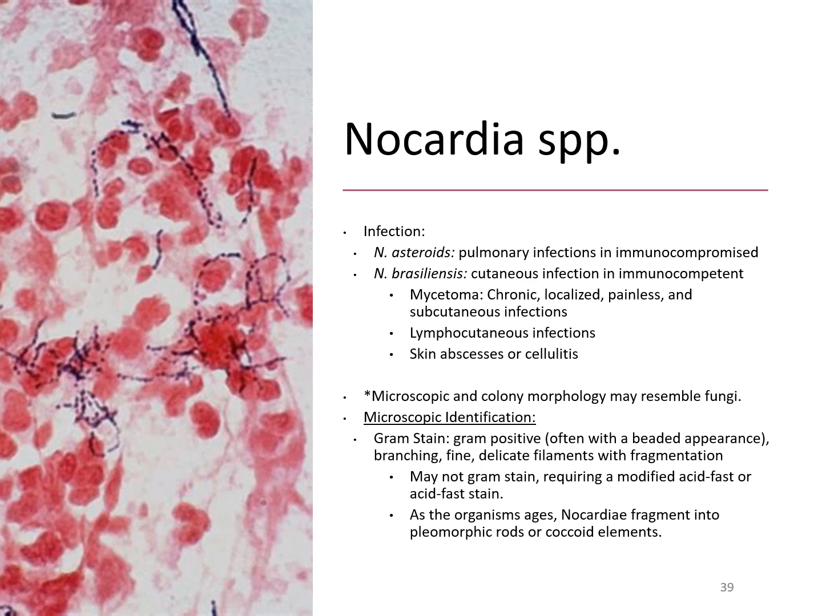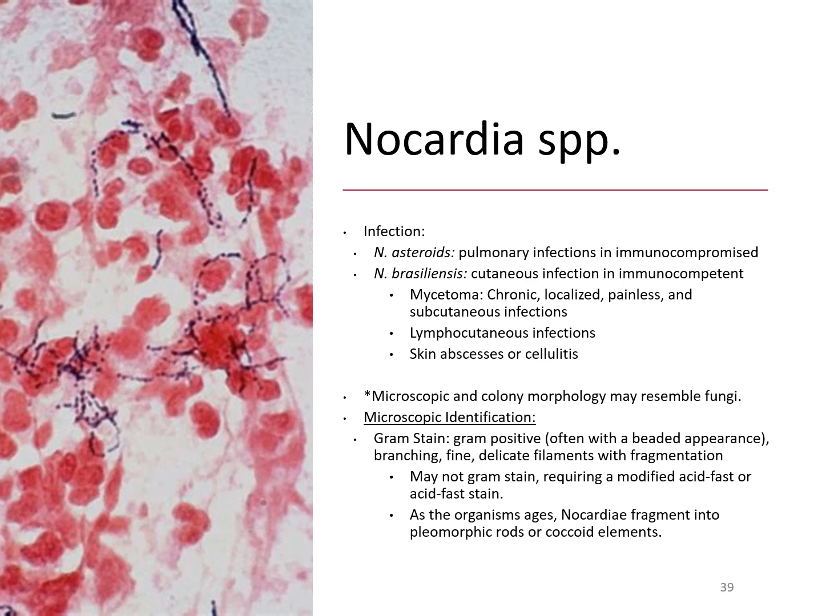The microscopic and colony morphology can resemble a fungus, so you can sometimes see this organism included in fungi or mycology lectures, but it is a bacteria. If you were to gram stain it, it can appear as a gram-positive organism with a beaded appearance where it's branching, or it has a very fine, delicate filamentous or fragmented appearance. So they may not gram stain well, and you may need to do a modified acid-fast or acid-fast stain.